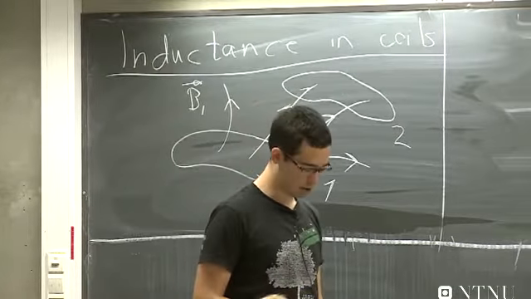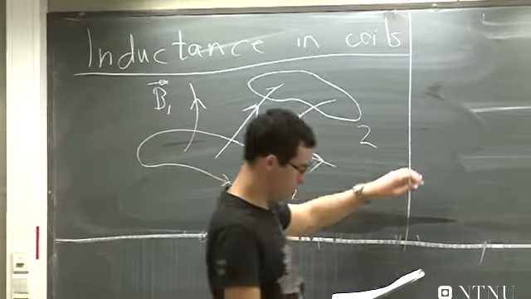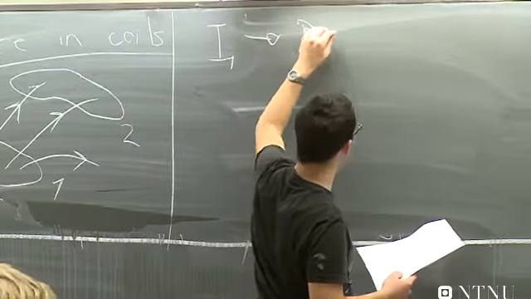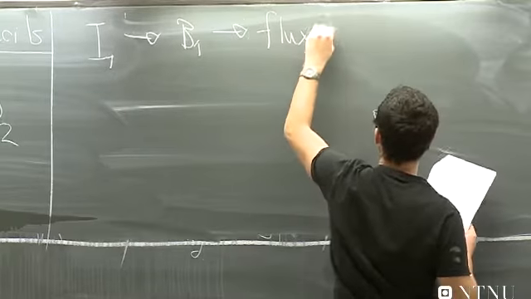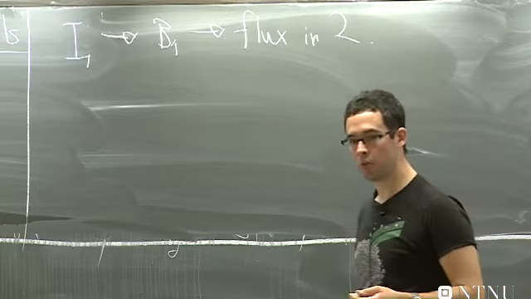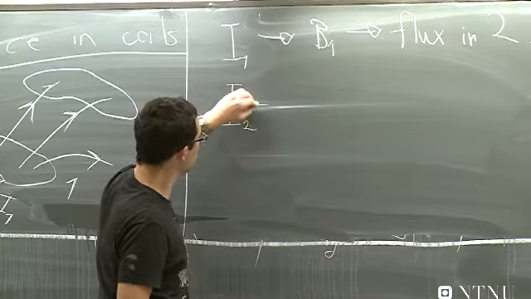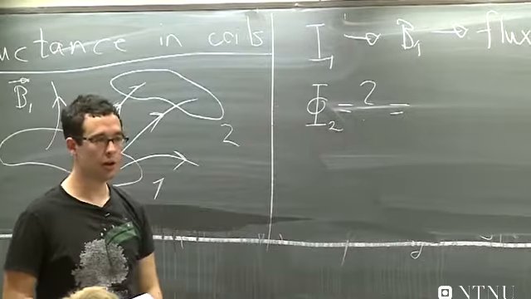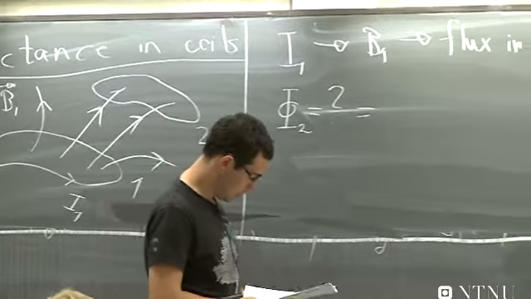How do you figure something out about this interaction? Okay, maybe I'll write down some keywords. I1 causes B1, causes flux in loop number 2. And now let's try to determine the flux phi 2. So what's the flux phi 2 when I turn on some current I in loop number 1? And let's see.